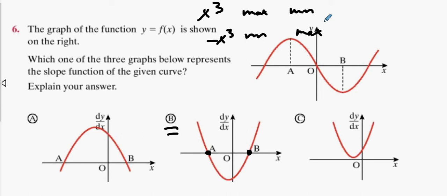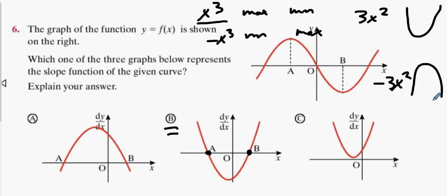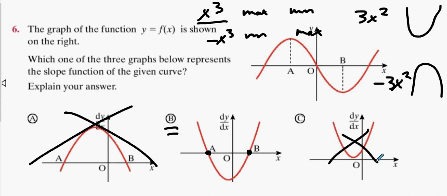Now, next thing is when you differentiate an x cubed, you get a positive x squared, which is a u-shaped function. When you differentiate a negative x cubed, you get an n-shaped function. Everybody cool with that? Right. That's how we knew it wasn't that one, and it wasn't that one.